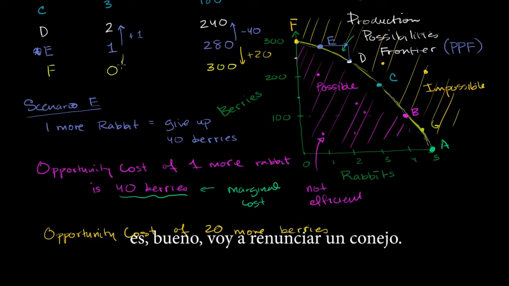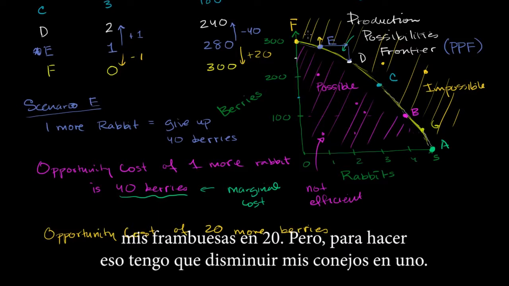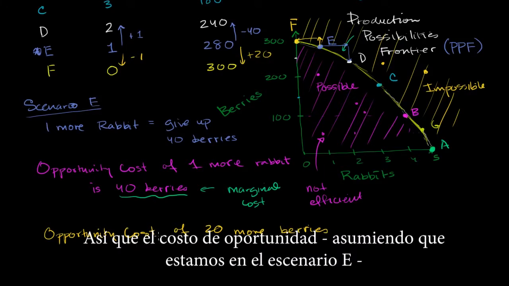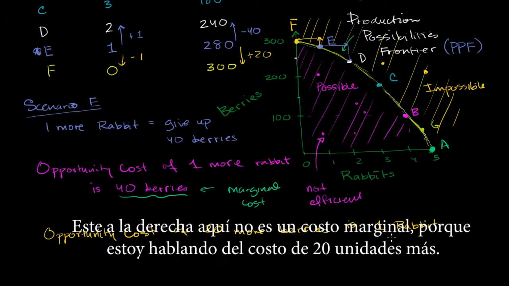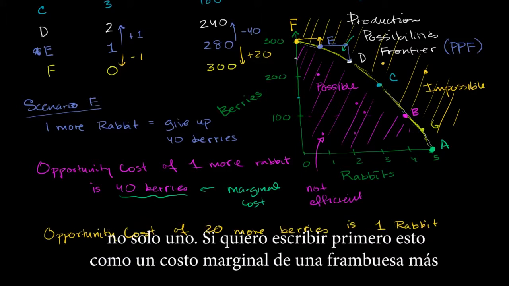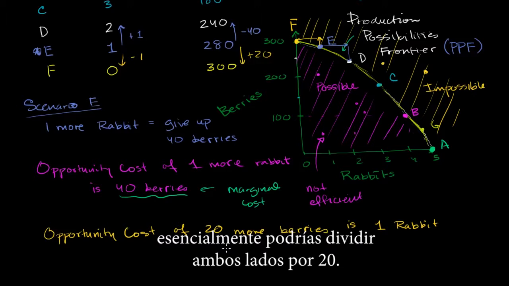Well, I'm going to give up a rabbit. So over here, what we're saying is, OK, I want to increase my berries by 20, but to do that, I have to decrease my rabbits by 1. So the opportunity cost, assuming we are in scenario E, of 20 more berries is one rabbit. Now, this right over here is not a marginal cost, because I'm talking about the cost of 20 more units, not just one. If I want to write this as a marginal cost of one more berry, then I could just say, well, if 20 berries is one rabbit, you could essentially divide both sides by 20.